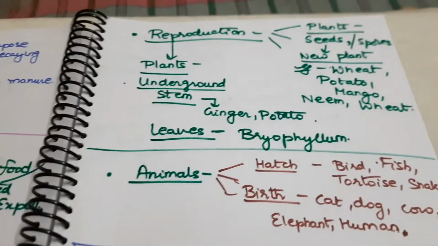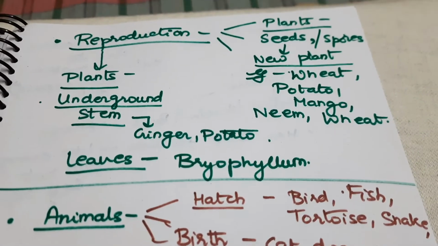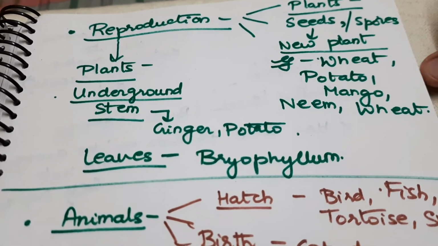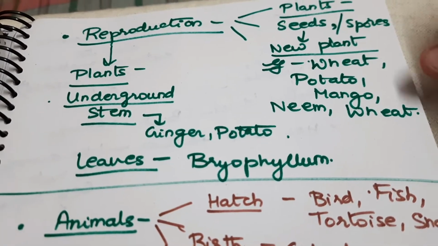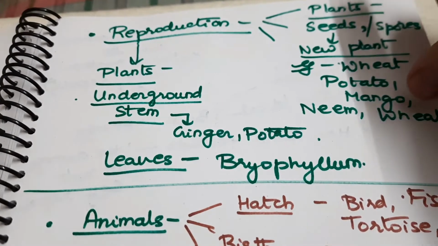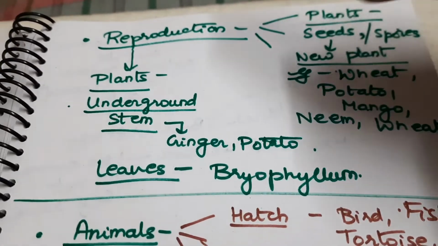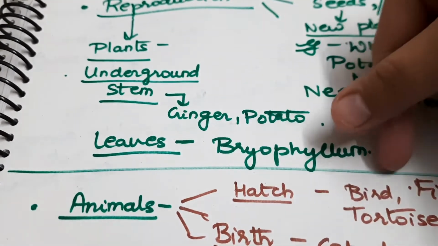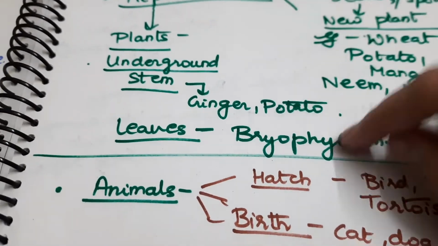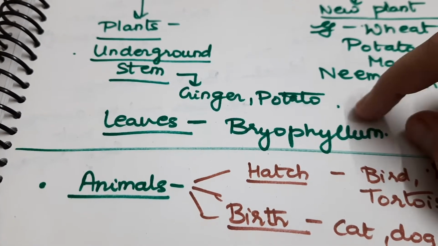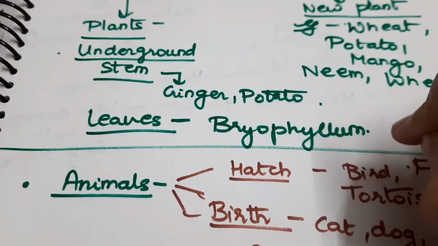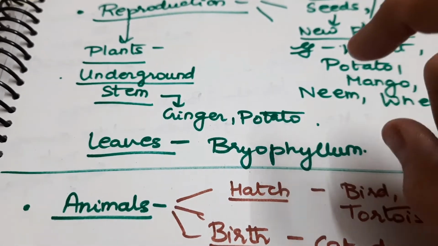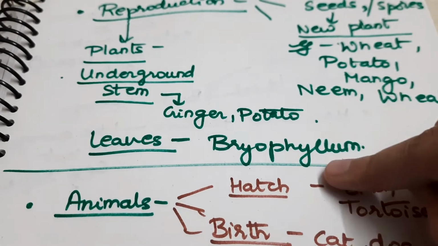Now coming to reproduction. So in plants we see seeds and spores, they reproduce into a new plant, okay. Examples: wheat, potato, tomato, mango, neem, peepal. So these are all plants reproducing by seeds and spores. If we are talking about reproduction by underground stem: ginger, potato. By leaves: bryophyllum. So remember, if there is a leaf and on that leaf only another leaf will grow, that plant is bryophyllum. Learn this, okay. The reproduction of leaves on another leaf is bryophyllum.